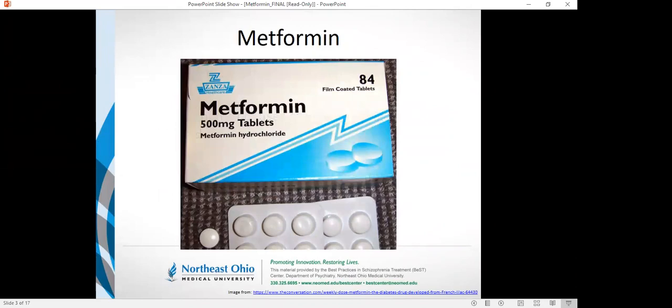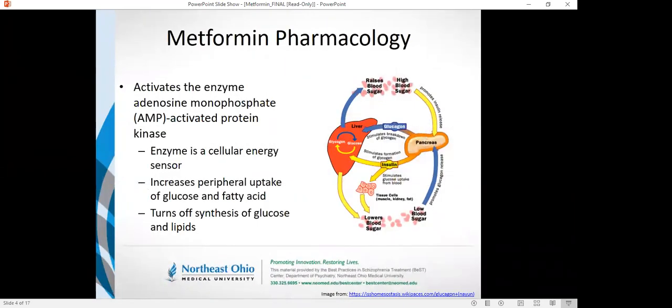So starting off with metformin. This medication has been around for quite a while. It actually was a derivative of a compound found in French lilacs. So that's my tidbit of trivia for today. So how does it work?